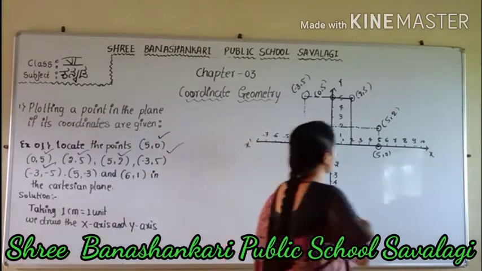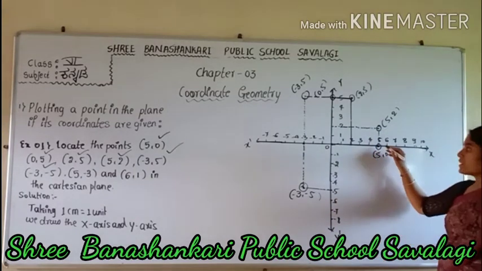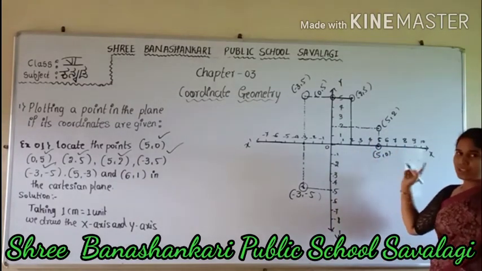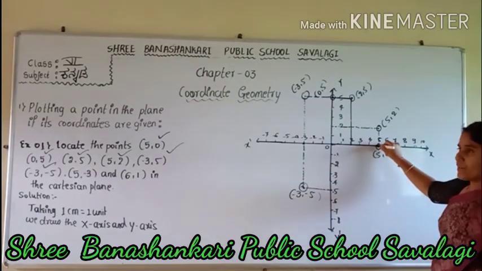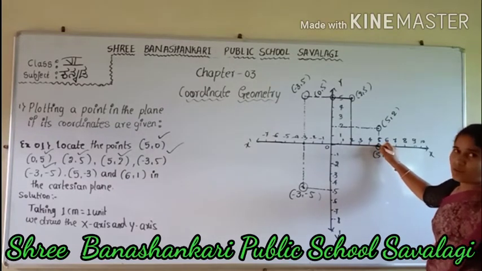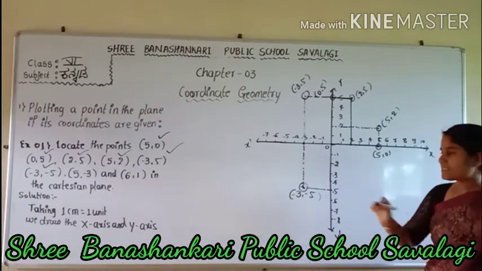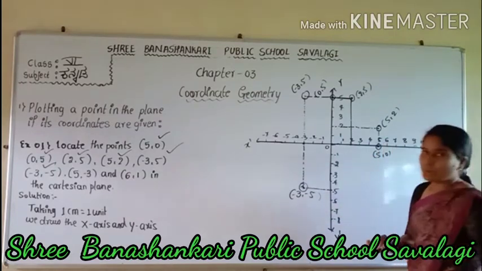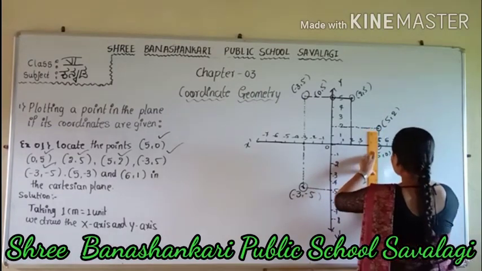Here the x coordinate is the positive 5, and 5 comes on the positive direction of the x axis, and here it is the location of the 5. And minus 3 is the y coordinate, and the location of the minus 3 is here. Now join these 2 points with the scale.